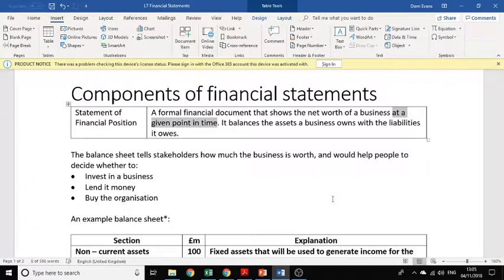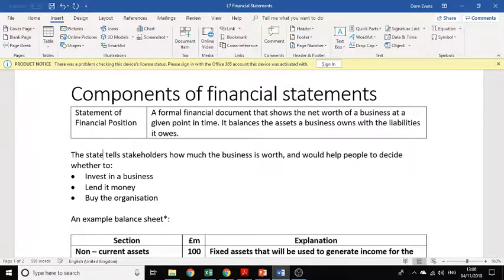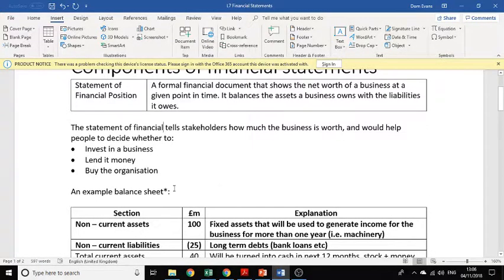So whenever you hear someone say something along the lines of this celebrity is worth 600 million pounds, well, that means if they sold off their cars, their houses, they paid off all their debts, then the value of all of their assets combined would be 600 million pounds. Well, the statement of financial position, previously called a balance sheet, but in the specification they do call it a statement of financial position, what does it do? It tells stakeholders how much the business is worth and would help somebody decide whether they want to invest in a business, whether they want to lend it money, or whether they want to buy the organisation.